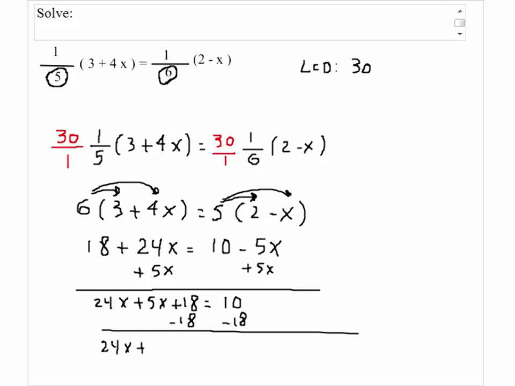I would get 24x plus 5x is equal to 10 minus 18. So I would have 29x is equal to minus 8. I multiply both sides of the equation by the reciprocal of 29, or divide both sides by 29. X would be equal to minus 8 over 29.